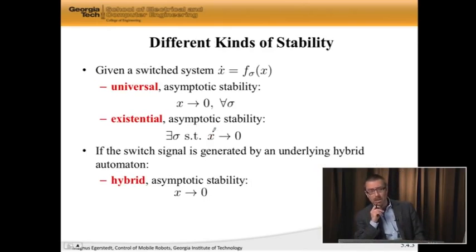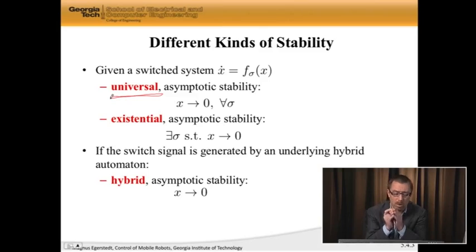Now, if you have that, we can actually talk about different kinds of stability. I just wanted to point out that these things actually exist, and we should be aware of them. The first is what's known as universal asymptotic stability. Universal means that there is nothing I can do to destabilize the system. No matter what, this upside-down A means for all sigma. So x will go to 0 no matter how I switch. That's called universal stability. The other notion is existential stability, which means there exists, the flipped E here is called an existential quantifier, a switch signal that makes the system stable. So not all of them, but at least there is one that makes it go down to 0.